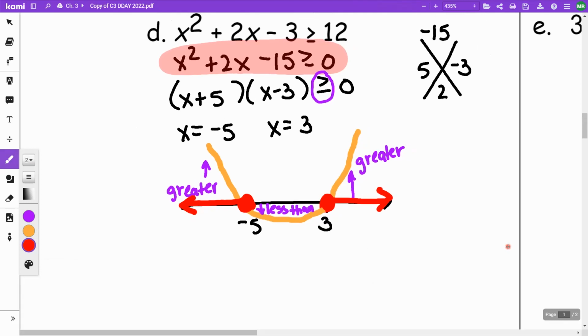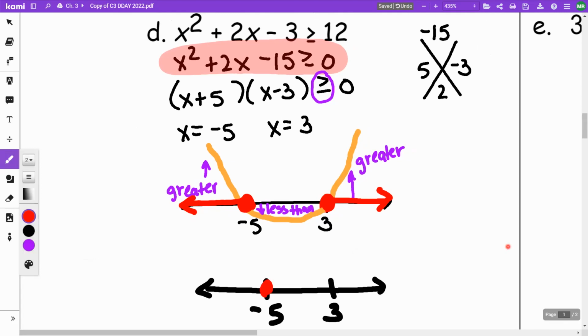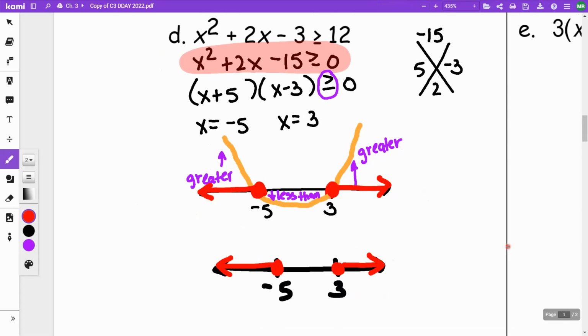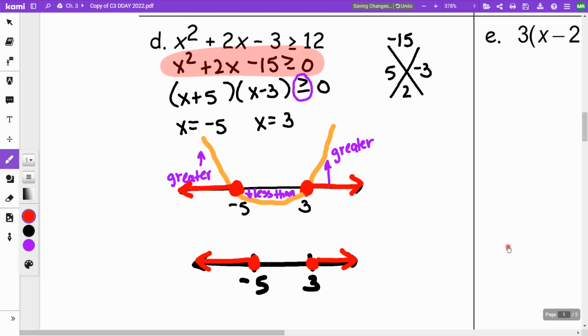Okay, let me just draw my cleaned up answer. So I use that parabola just to kind of help myself figure out where to shade without having to plug in values. So again, this is where it is 0 at those 2 points. This is where it's greater than 0. And then my answer is an inequality. I'm going to have 2 separate inequalities. The first one here, this is x is less than or equal to negative 5, I apologize. And then when I have 2 pieces, I write the word or, x is greater than or equal to 3.